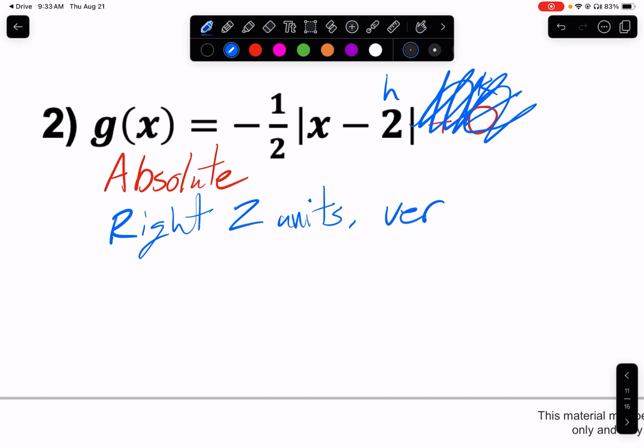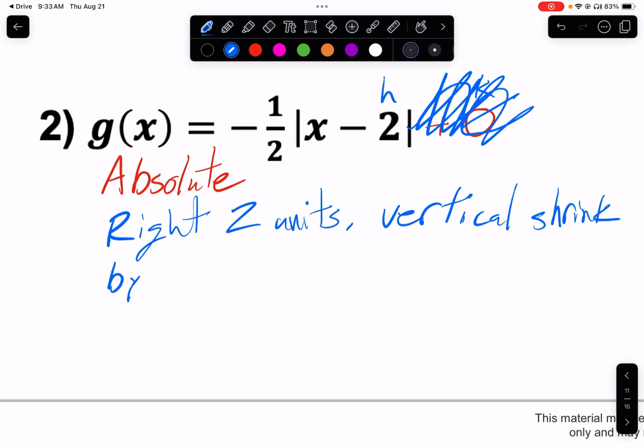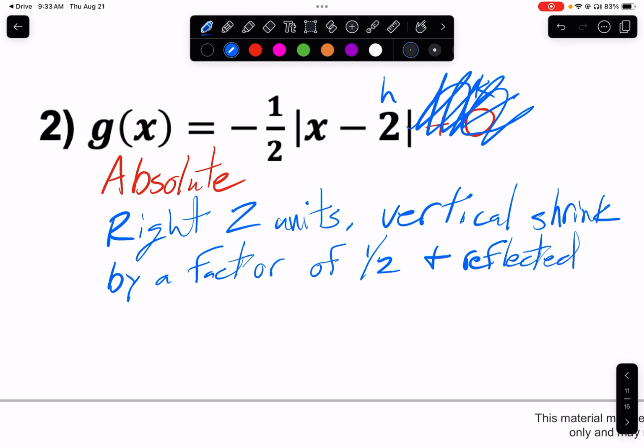and a vertical shrink because it's of a factor of 1/2, and reflected across the x-axis because we have that negative.